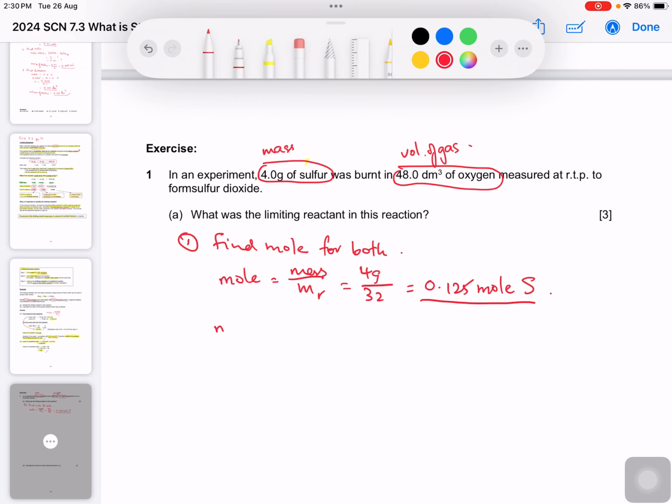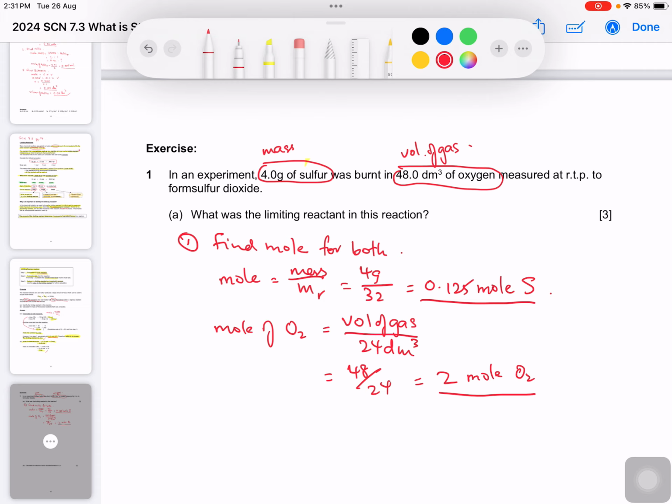Then the other one, the mole of oxygen. Oxygen now is a volume. So again, what's your weapon? What is the volume formula? Which mole formula has volume, not mass anymore? So it will be volume of gas over 24 dm³. So it will be 48 over 24. This will be 2 mole, and this time this is for oxygen. So we have found the mole for both already.